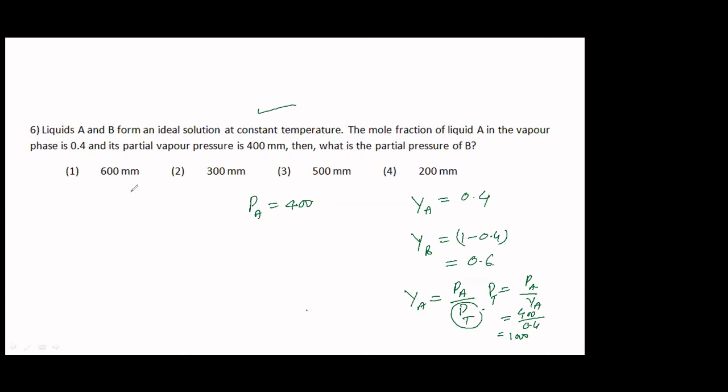Now you use the other equation. What is the partial pressure of B? You are supposed to find. So you know YB. YB will be equal to PB divided by P total. So therefore PB should be equal to P total, 1000, into the mole fraction of the other component, 0.6. So it will be 600 mm. So the correct option is option 1.